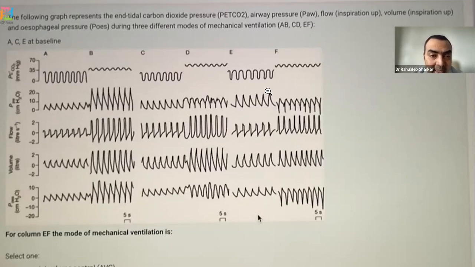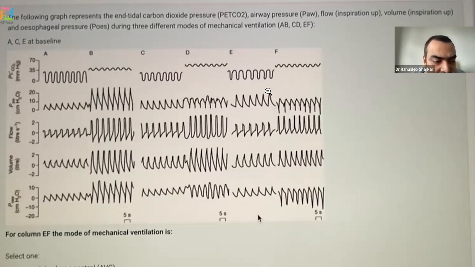Let's analyze what happens to the flow if it's a volume controlled breath. Usually there is no decelerating pattern of the flow. Let's see what happens in this one. The flow is not coming down, so it's more or less the same flow. I think it is going to be pressure support, and that's how it looks, to be honest.